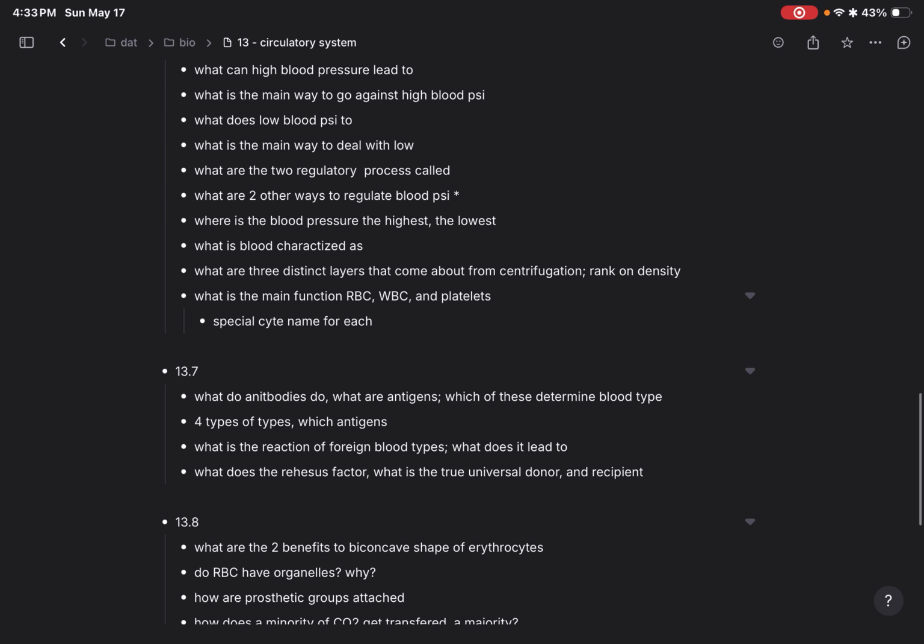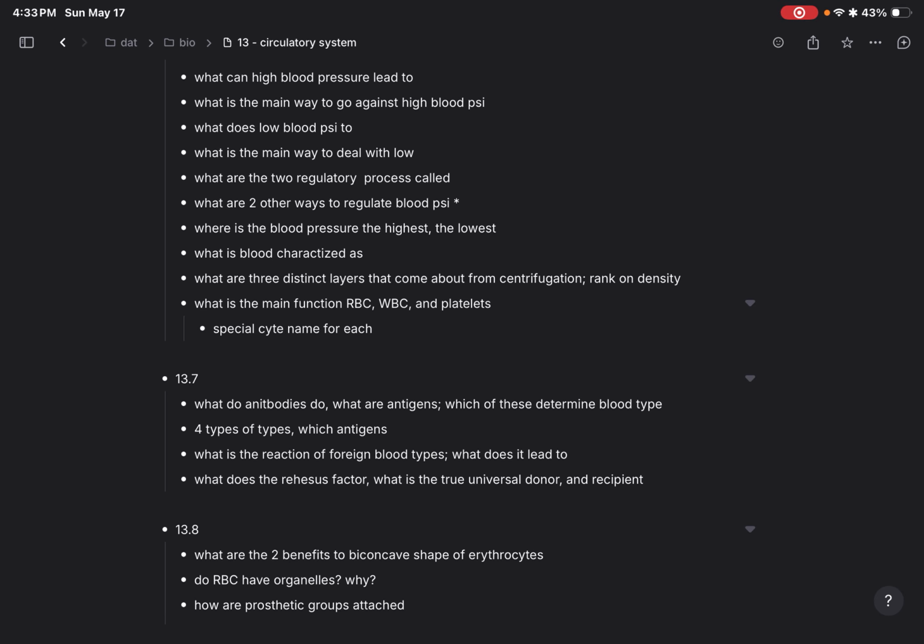Okay, where is blood pressure the highest and the lowest? Highest would be the aorta, lowest would be the superior and inferior vena cava. Yup. Okay, what is blood characterized as? It's connective tissue, because it's suspended in plasma. What are the three distinct layers that come from centrifugation of blood?